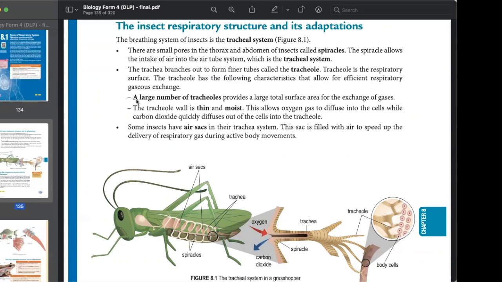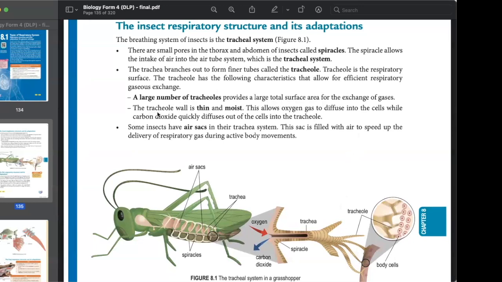The first one is that it has a large number of tracheoles. So ada banyak tracheole lah kat sini. Why? To provide a large total surface area for gases exchange. So when we have so many tracheoles, it means that more gases exchange can happen. So it's a good thing, okay?